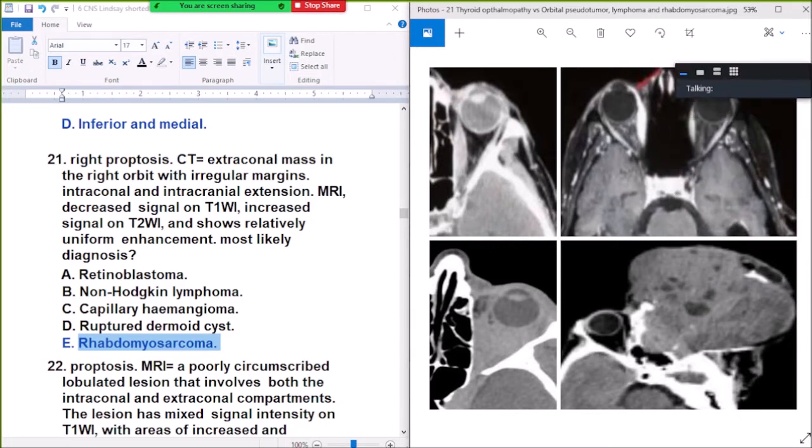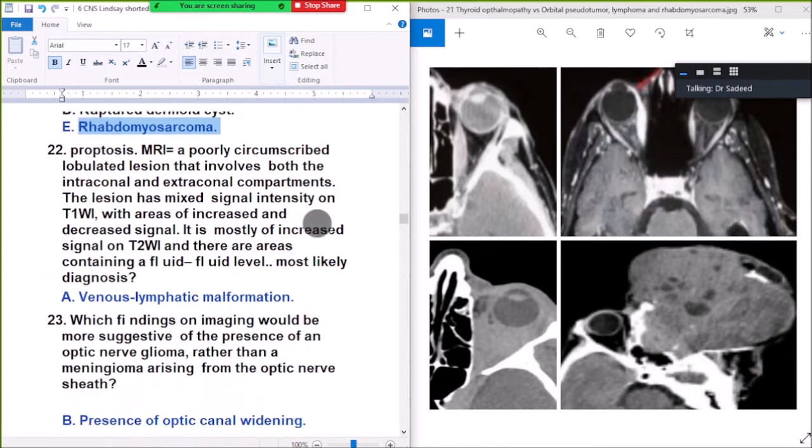Right-sided proptosis. There is an extraconal mass in the right orbit with irregular margins and intracranial extension. MRI shows decreased signal on T1, increased signal on T2, and relatively uniform enhancement. Diagnosis: rhabdomyosarcoma.